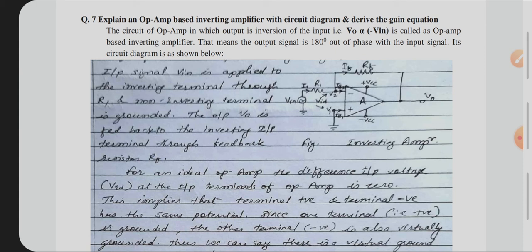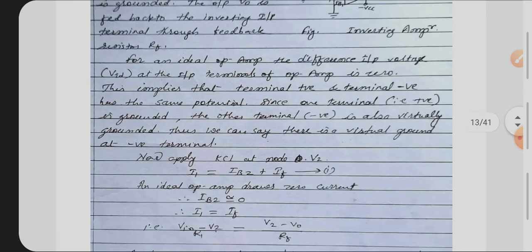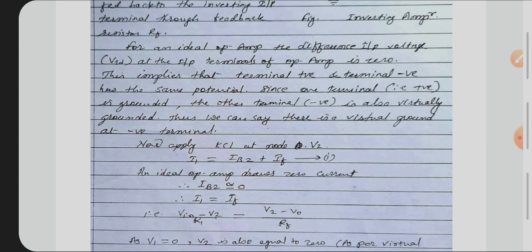Here you can see in the circuit diagram, input signal Vin is applied to the inverting input terminal, the non-inverting terminal is grounded, and the output VO is fed back to the inverting input terminal through feedback resistor RF. I1 is the current flowing through R1, IF is the current flowing through RF. This is the circuit description. Plus VCC and minus VCC are applied, and input signal Vin is applied to the inverting input terminal of op-amp. This is the definition and circuit description. Now we will analyze the circuit.